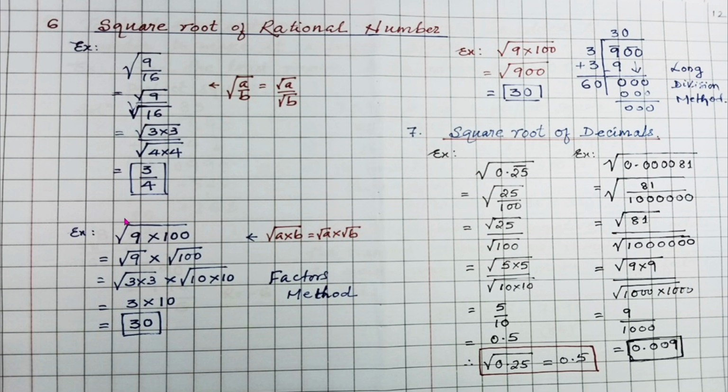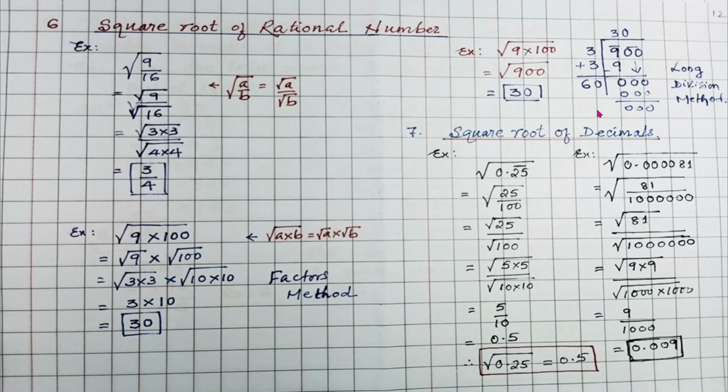Now if we want to find out the square root of 9 into 100, there are two different methods again. Now apply the property of radicals here. Root of a into b is equal to root a into root b. Therefore, square root of 9 into 100 becomes square root of 9 into square root of 100, and square root of 9 is, as you know, 3, and square root of 100 is 10. 10 into 3 is 30. Therefore, the square root of 9 into 100 is 30.